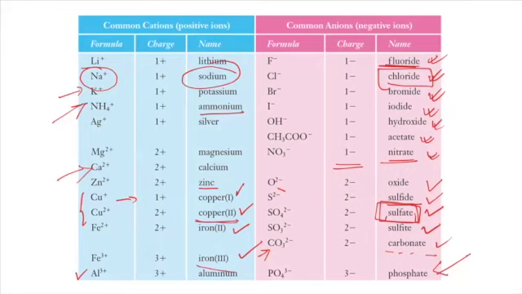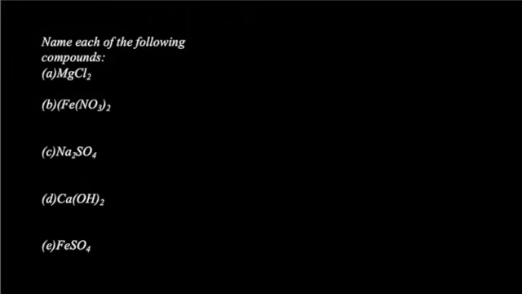Magnesium, right? First have the cations. Mg is our magnesium very clearly. Mg2+ is magnesium. Yes, and then we have chloride. Okay, so MgCl2, magnesium chloride, everybody, very easily. Right. Okay, now we have Fe(NO3)2.